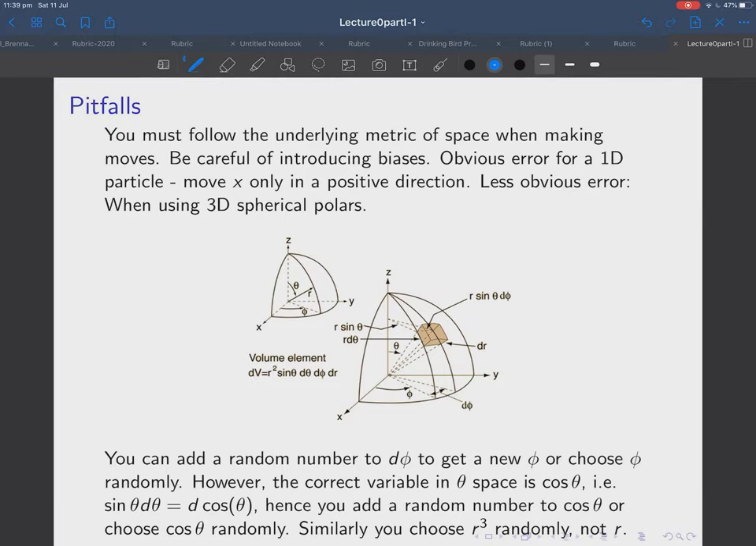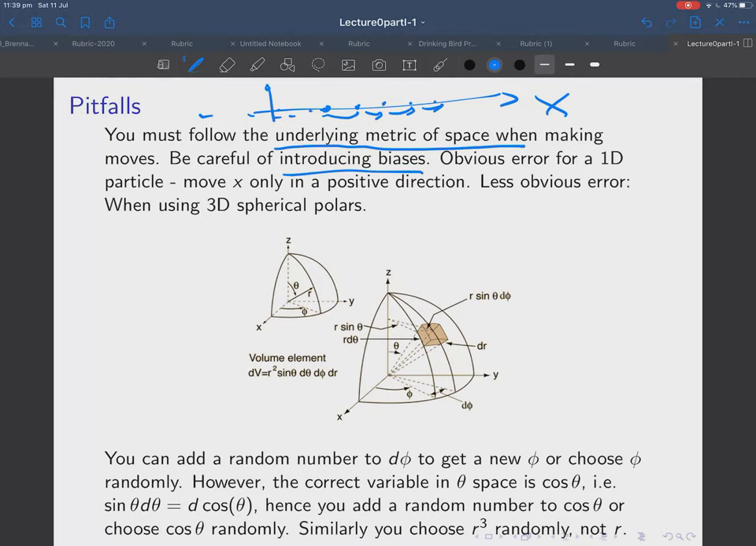There are also pitfalls in how you sample things. So you must follow the underlying metric of the space when making moves, and you must also be very careful introducing stupid biases. Sometimes these biases are very obviously wrong, but sometimes you can introduce them and it won't be too obvious to you, and you wonder what the hell's going on in your simulation. So an obvious error for a 1D particle: suppose I have a particle moving in 1D, here's X, and I can move my particle in 1D, okay? But if I only ever move it to the right, of course, I miss out on all these bits back here. So obviously you get to move it backwards and forwards. So that's an obvious error.